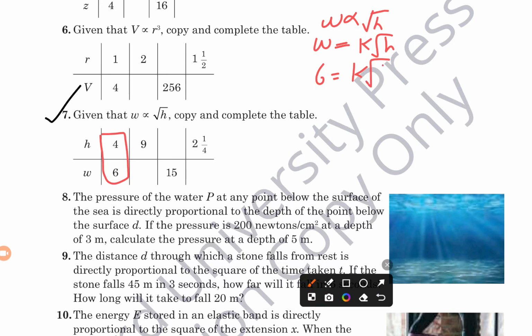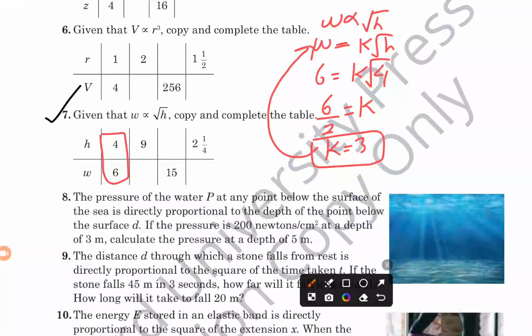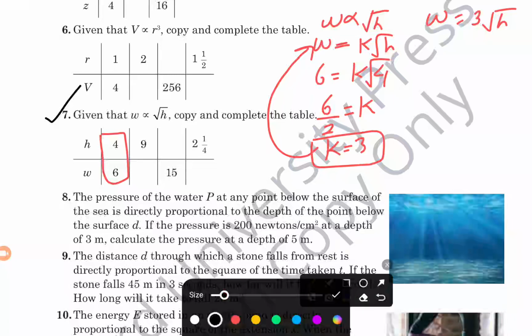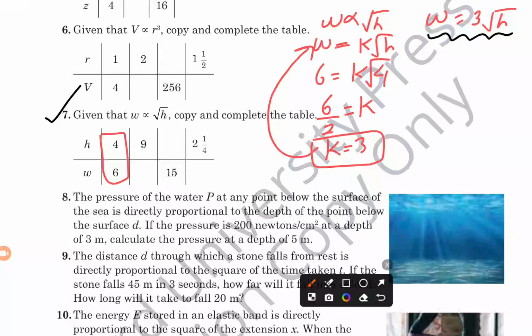6 equals k times square root 4. So square root 4 is 2. As you know, 6 divided by 2 is equal to k. That means the value of k is 3 here. Now put the value of k into the original equation, which will be w equals 3 square root h. Now this is your final equation for solving parts A and B, or you can say equation number 1 also.